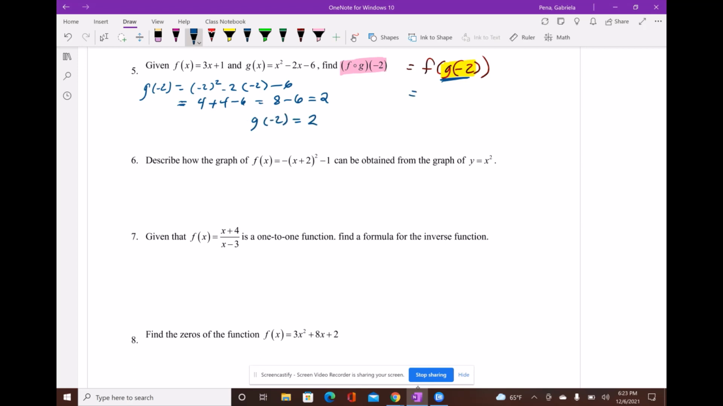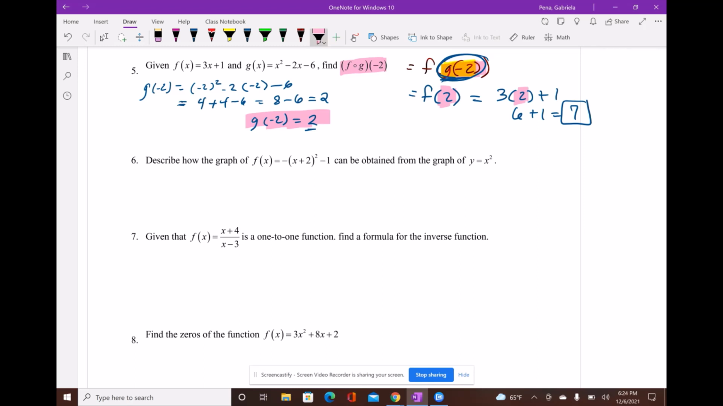So now I'm going to go here and substitute this g of negative 2 with a 2, because that's what I got right there. What is f of 2? 3 times 2 plus 1. 6 plus 1 is 7. And there's your final answer. So we first do this part. There's my answer. We put it here, and then we plug it into function f.